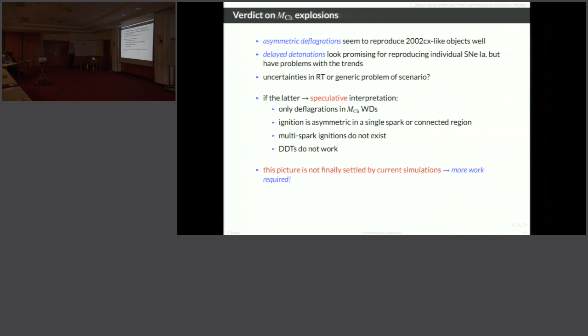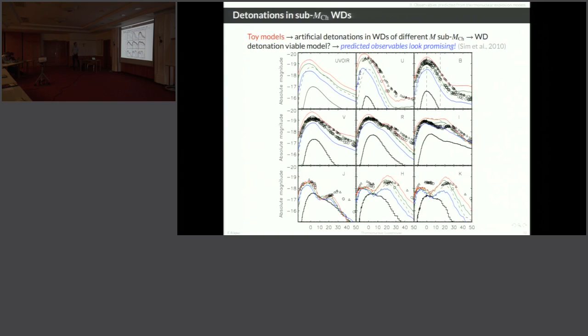But this picture is just speculative. This is not finally settled by current simulations. We have to still work on uncertainties in radiative transfer. More work is required before one can really finally decide on this. But it motivates looking into other scenarios, and this is part of the reason why we looked into sub-Chandrasekhar mass detonations.